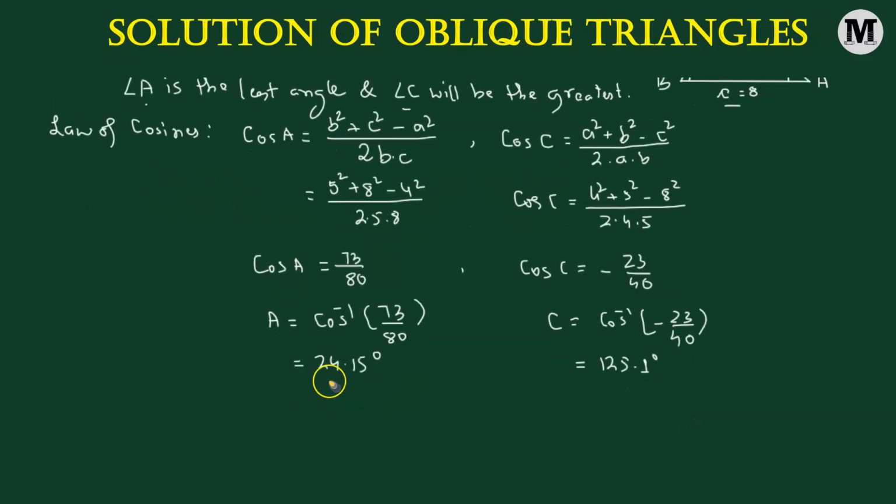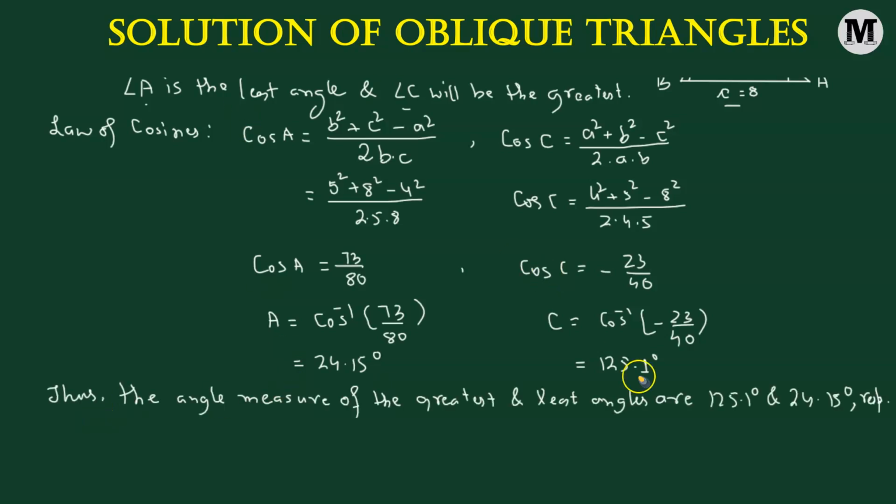So angle A is 24.15 degrees. Thus, the angle measures of the greatest and the least angles are 125.1 degrees and 24.15 degrees respectively.